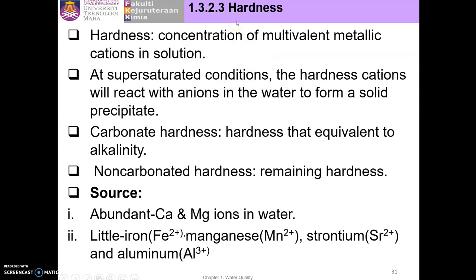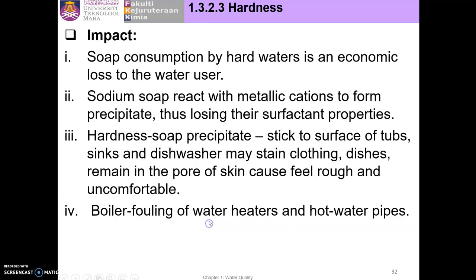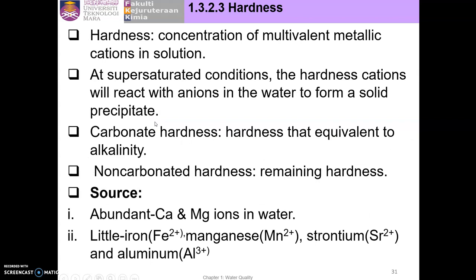And also under chemical parameters, we have hardness. Hardness is the concentration of multivalent metallic cations in the solution. The sources are basically calcium and magnesium. These are the impacts of having high hardness, because soap consumption by hard water is an economic loss to the water user. Hardness is the measurement of calcium and magnesium.